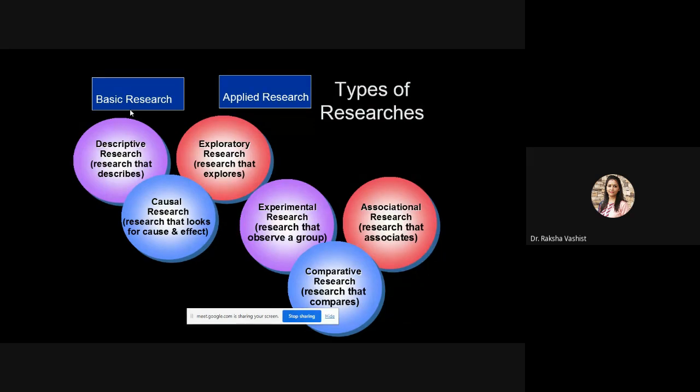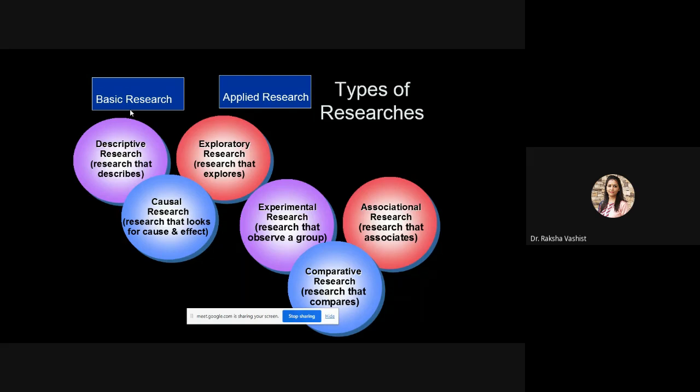All right. Then we have experimental research. Experimental research is basically research that observes a particular group. And associational research associates two phenomena, two facts, two variables. It shows the relationship, impact. That is associational research, where one fact is associated with another fact. And lastly, we have comparative research. Comparative research compares different sets of groups.